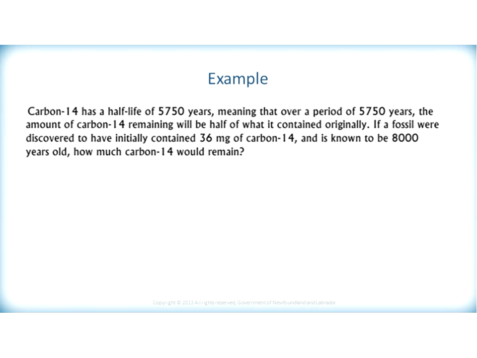Carbon has a half-life, so we're into the half-life problem, of 5,750 years. It says if a fossil initially contains 36 milligrams and is known to be 8,000 years old, how much carbon will remain if it's 8,000 years old? So we have A of t, and initially there's 36, and it has a half-life of 5,750 years. And so we're trying to find the final amount, and it's given us a time of 8,000 years.